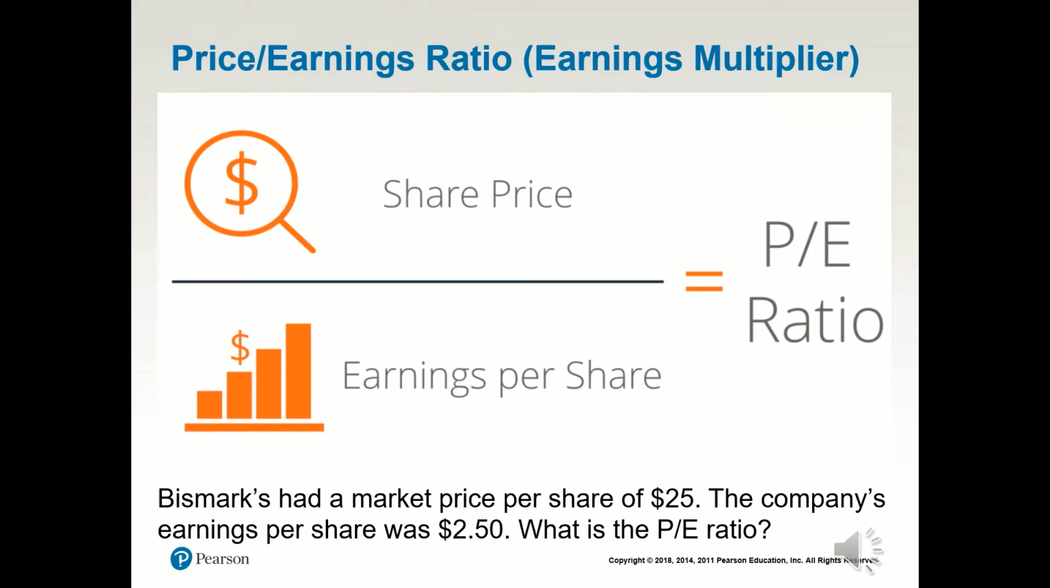It's also called the earnings multiplier. The PE ratio is a relationship between the share price and the earnings per share. Let's say that Bismarck had a market price per share of $25. The company's earnings per share was $2.50. What is the PE ratio? With a price of $25 and earnings per share of $2.50, the PE ratio is 10.